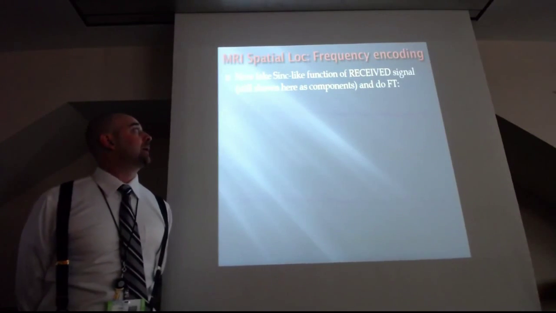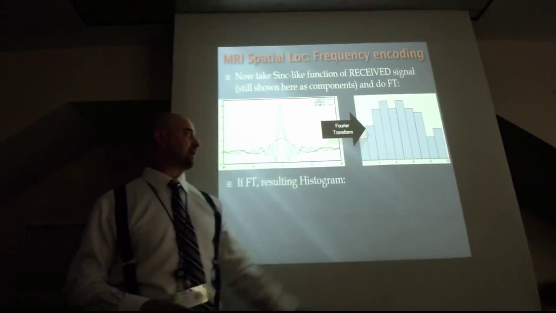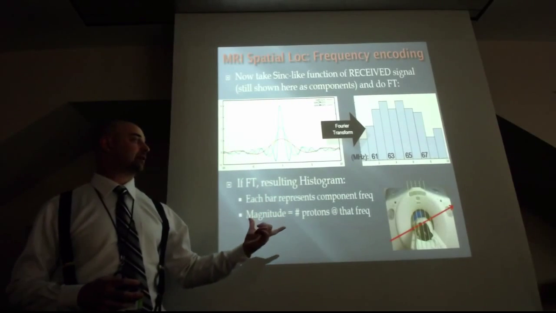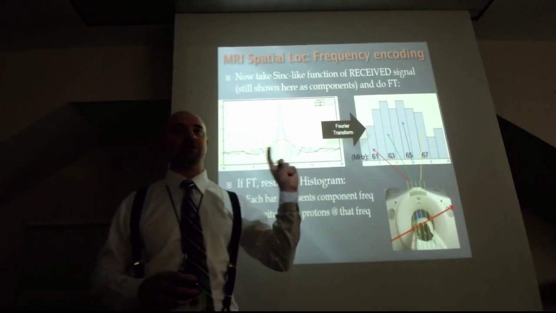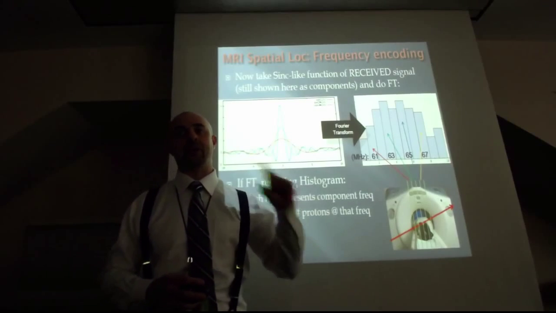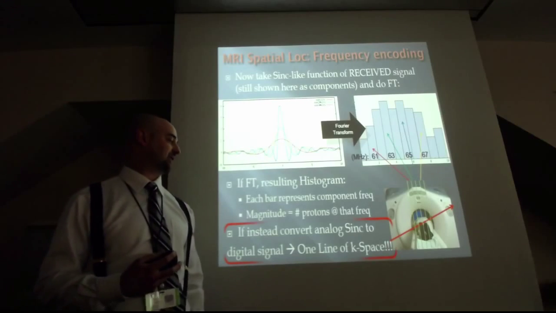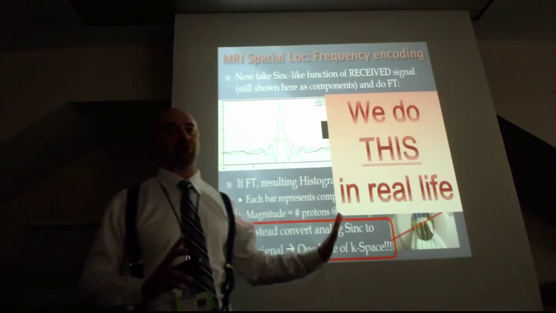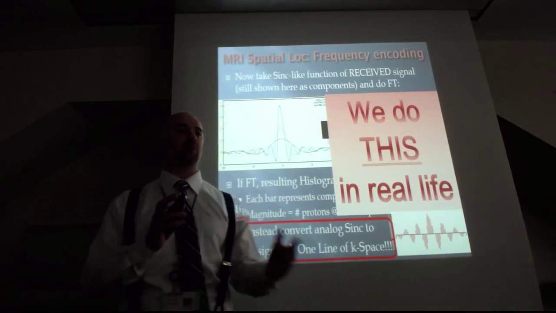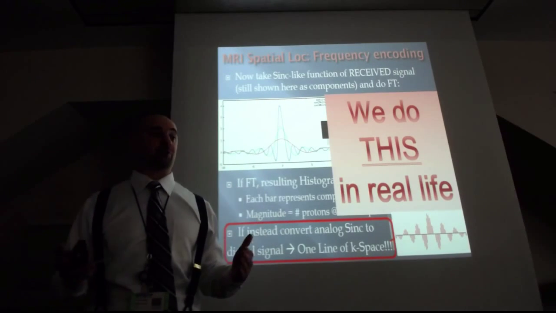Okay, so if you take that sinc function and you do the Fourier transform, you'll get a histogram, right? Kind of like I was showing you last time, but now we actually are getting values. So when you make this histogram, the height of each bar in the histogram represents a frequency or a column in space. And the height of that bar represents the magnitude of signal, or how many protons are precessing at that frequency. Now, I want you to pay attention here, because I'm talking about Fourier transforming individual results or individual echoes just because it helps us to understand that spatial localization is working.